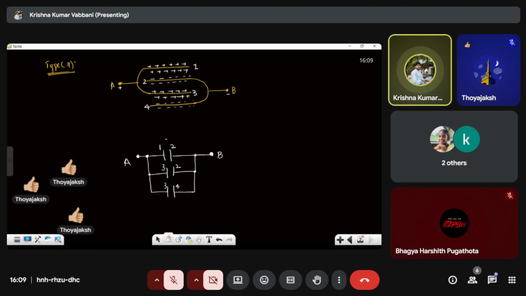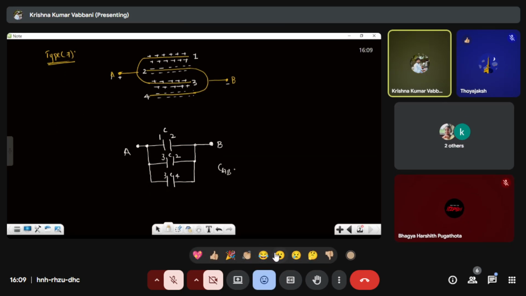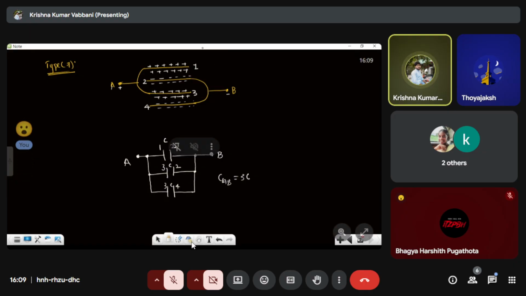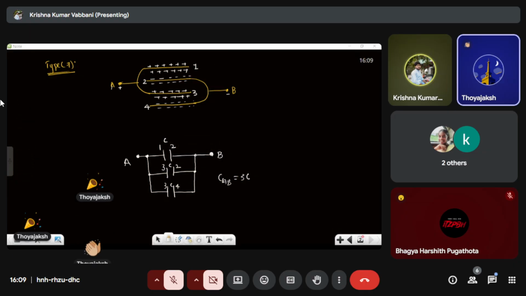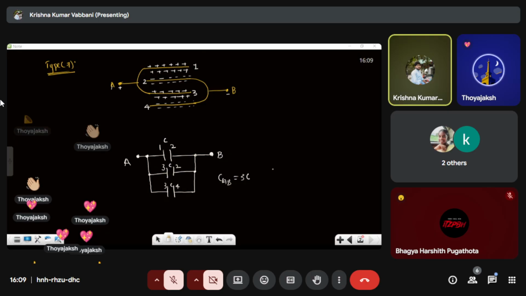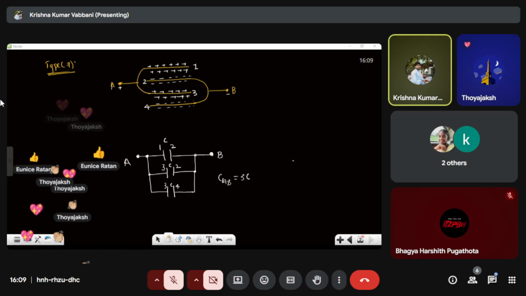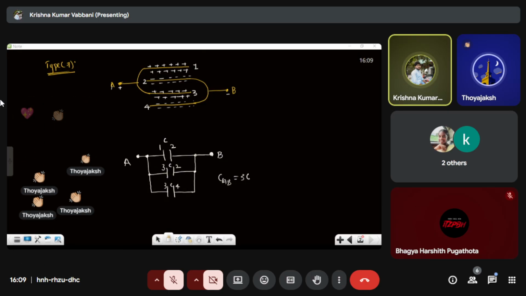So now this is the capacity C, capacity C, capacity C. The answer will be 3C. Does everyone understand this concept? Yes. Now take the question.